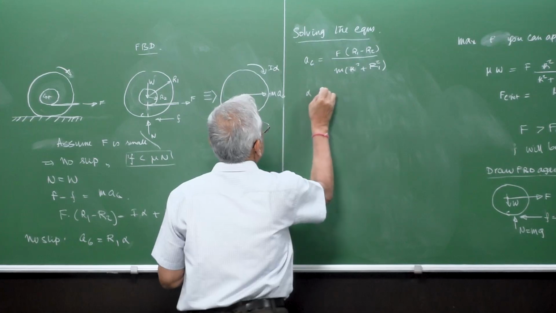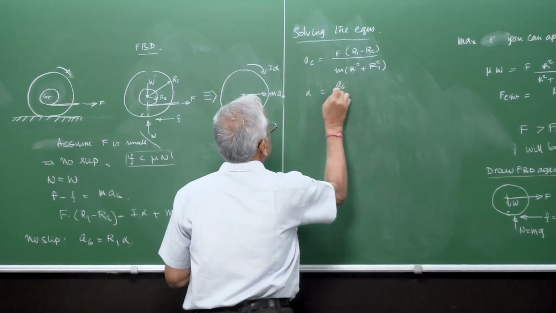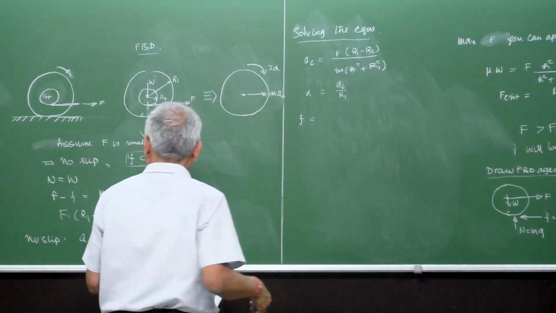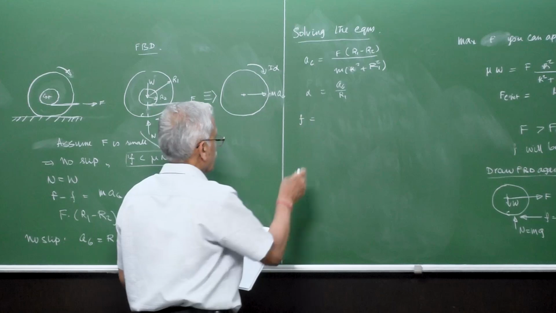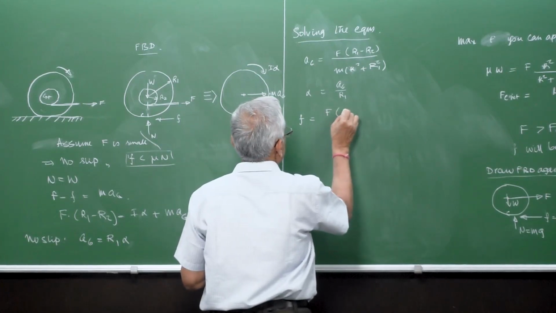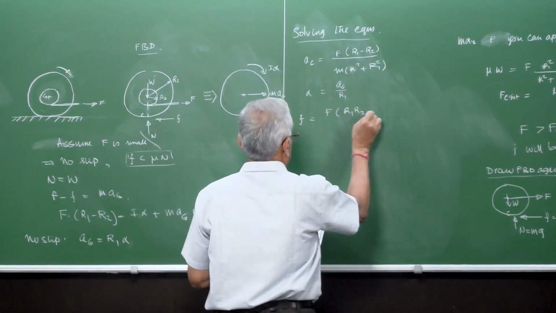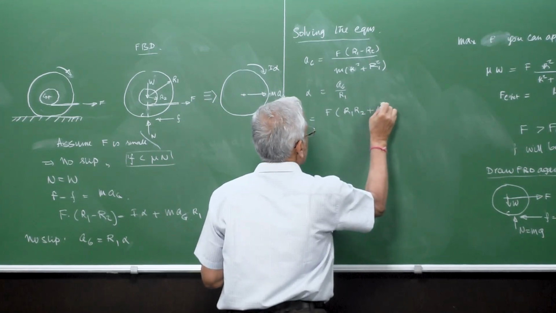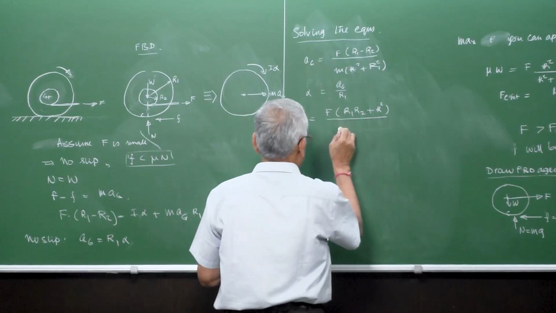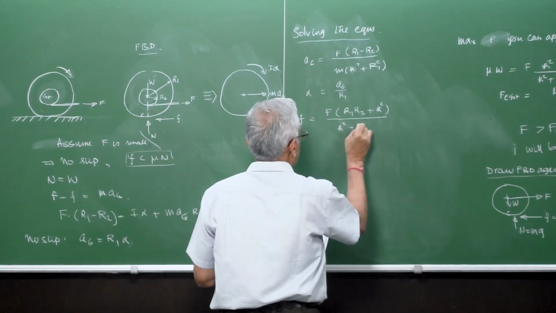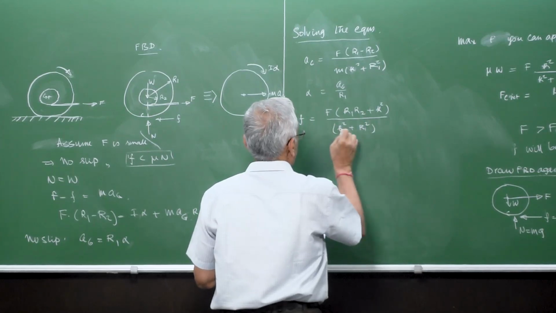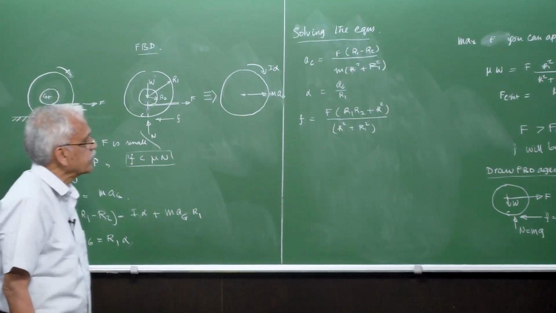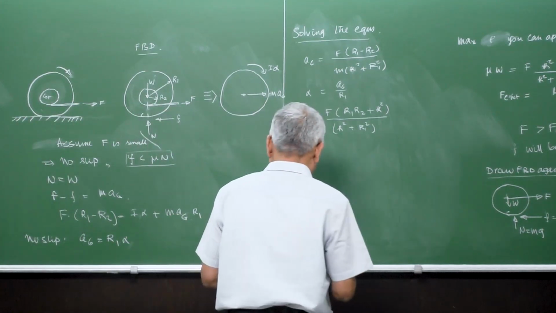Okay, and alpha is, of course, AG by R1, and using these equations we can calculate F. So that is R1, R2. Okay, so solve it, this is what you get, just like we have done earlier. And then simplified, this is what you get here.